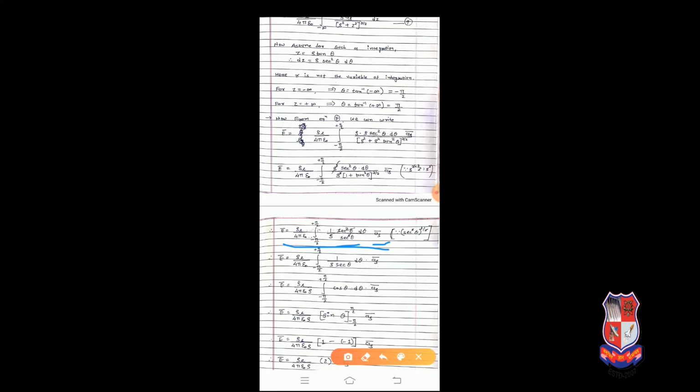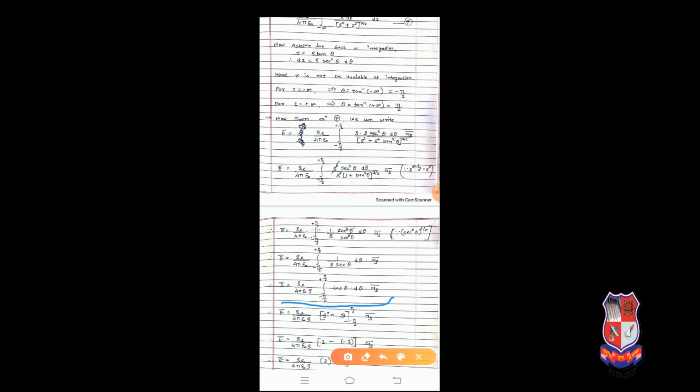So we can write vector E is equal to rho L divided by 4 pi epsilon 0 integration from minus pi by 2 to plus pi by 2 of 1 divided by rho sec theta into d theta. Here rho is constant, so we are taking it ahead of the integration. So we can write vector E is equal to rho L divided by 4 pi epsilon 0 into rho integration from minus pi by 2 to plus pi by 2 cos theta d theta.